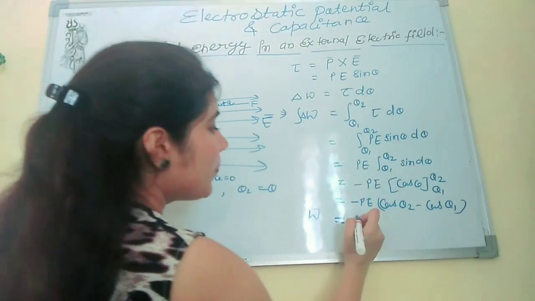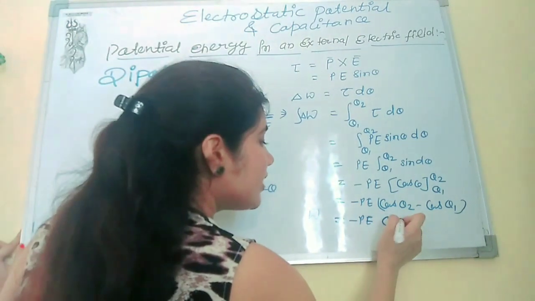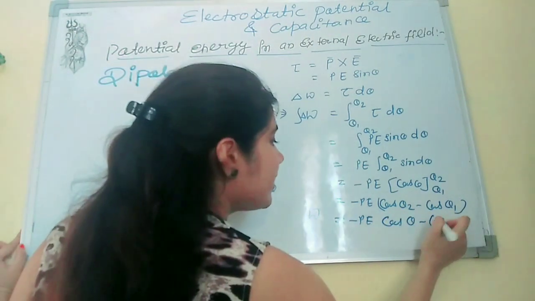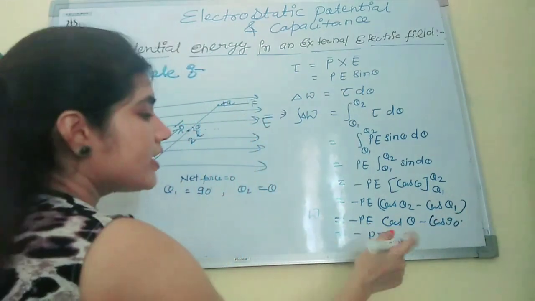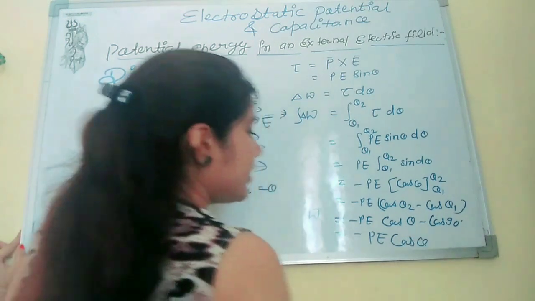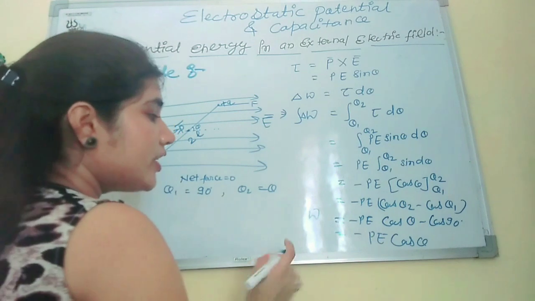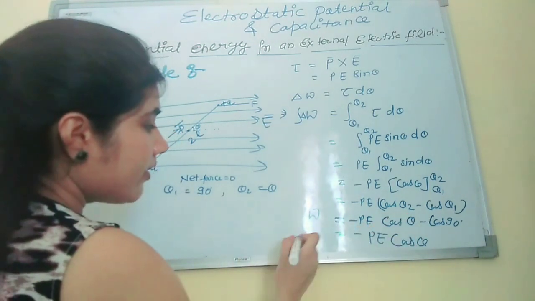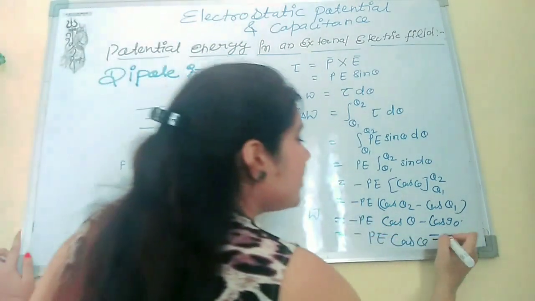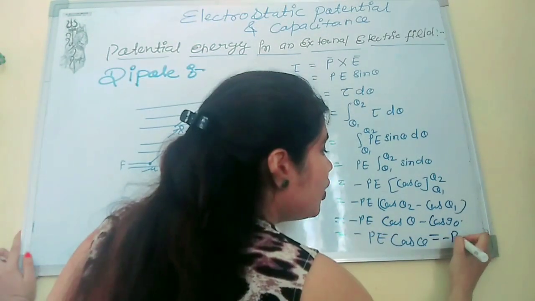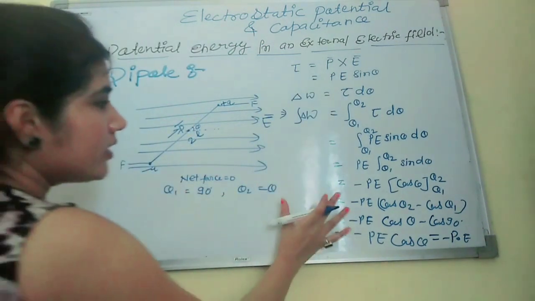So here we will simply apply it. That will be W equals minus p e (cos theta minus cos 90), and the value of cos 90 is 0. So what we will get is minus p e cos theta, that is the work done, which is stored in the form of potential energy. If we change it into a dot product, we can simply write it as minus P dot E. Okay, this is the work done.